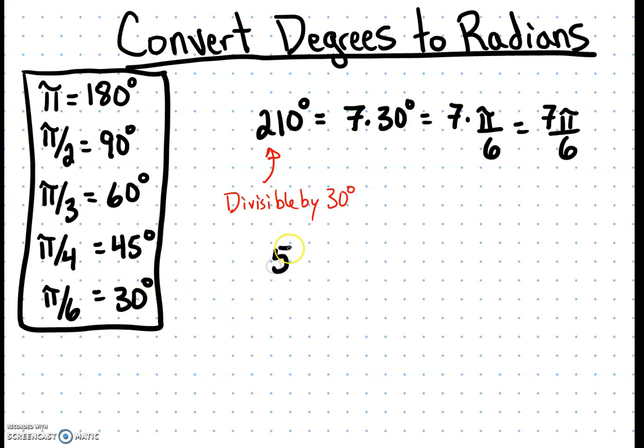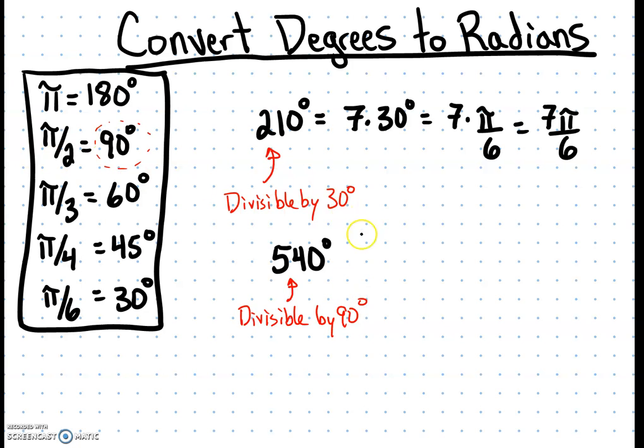Another quick example, 540 degrees. This one might be a little bit harder for us to see. This actually has a few things that divide evenly into it. It might be hard for us to see that 180 degrees divides evenly into it, but hopefully it's not that hard for you to see that 90 degrees divides evenly into 540 degrees. So 540 is divisible by 90 degrees.